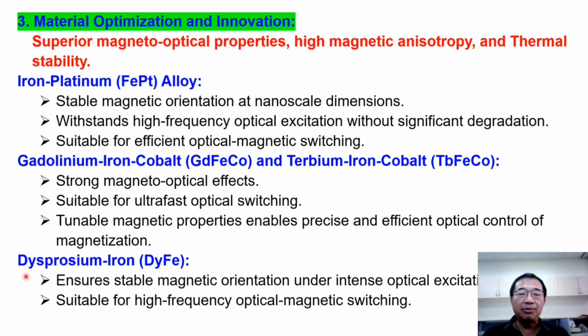The third one is dysprosium ions. Ensures stable magnetic orientation under intense optical excitation. Suitable for high-frequency optical magnetic switching.